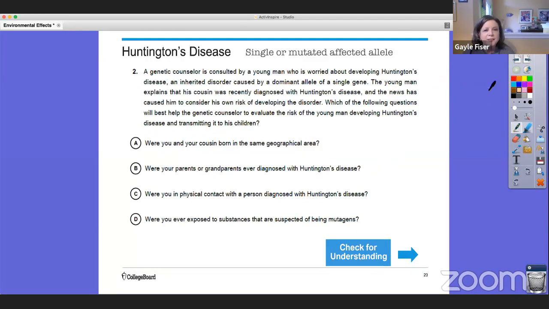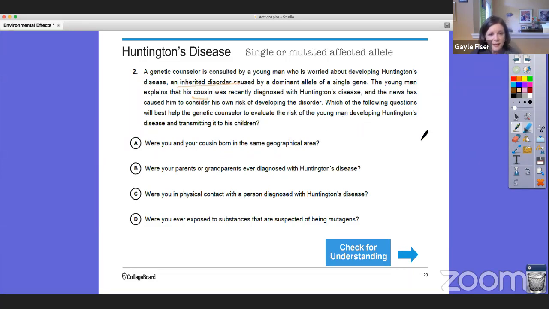All right, Huntington's disease is another single affected allele. A genetic counselor is consulted by a young man who is worried about developing Huntington's disease, an inherited disorder caused by a dominant allele of a single gene. The young man explains that his cousin was recently diagnosed with Huntington's disease.